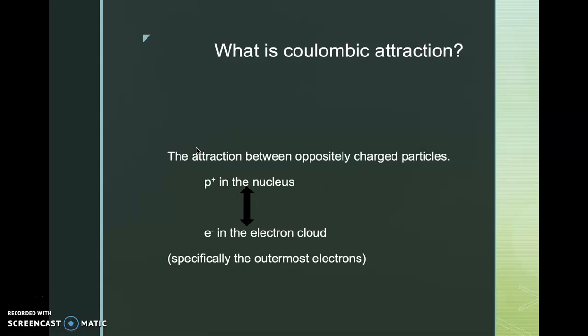And when we're looking at which particles are oppositely charged, we have the protons, which are positively charged and in the nucleus, and then we have the electrons, which are negatively charged in the electron cloud. When we're looking at Coulombic attraction, we're specifically talking about the outermost electrons, or the valence electrons. Those are the electrons in the outermost ring of our electron cloud. And if we understand this, we can explain all of those trends, or all those patterns that we see on the periodic table.